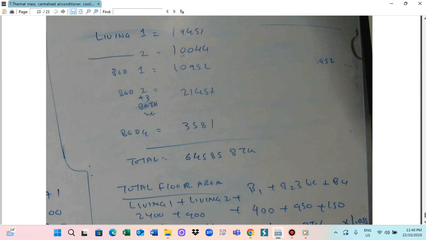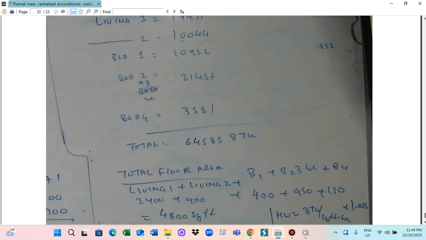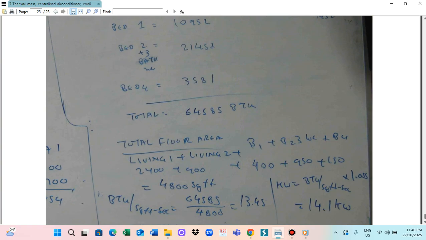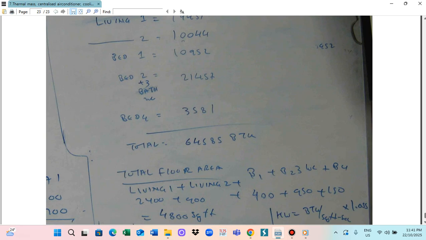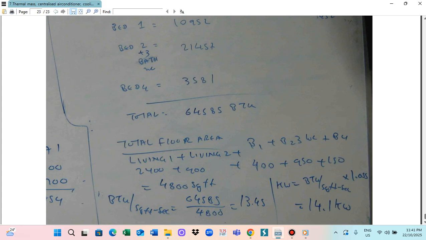You can calculate total heat gain. You add all the things: 19451 plus 10044 plus 10952 plus 21457 plus 3581. So this is 64585. So total gain is 64585. So you got 64585. So this is the total heat gain.